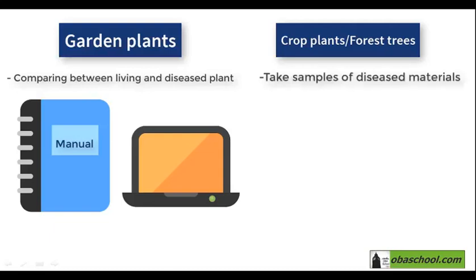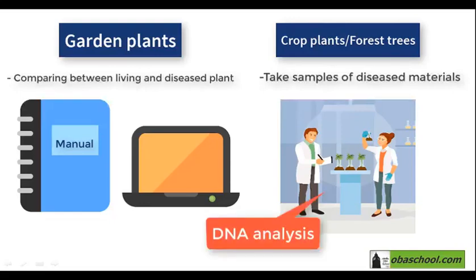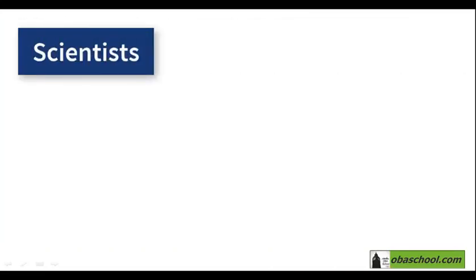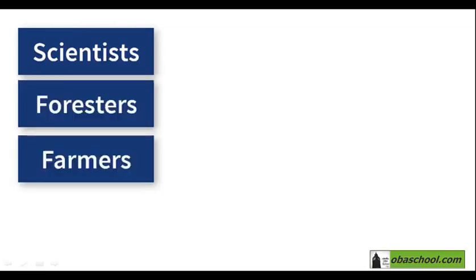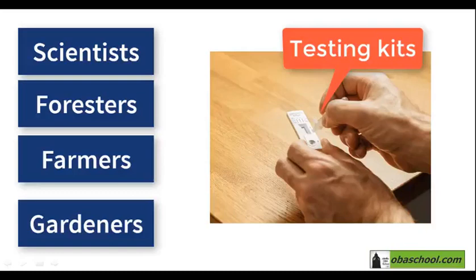They might need to take samples of the diseased materials to the lab to identify the pathogen using techniques including DNA analysis, for example, if there is fungus or bacteria inside of the plant. Plant scientists, foresters, farmers, and market gardeners can use testing kits that contain monoclonal antibodies, which we will talk about later, to identify the presence of certain plant pathogens, for example, the fungal pathogen botrytis.